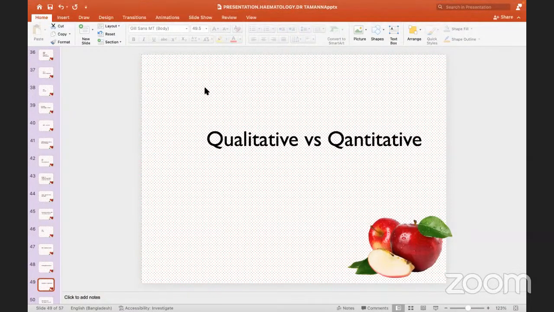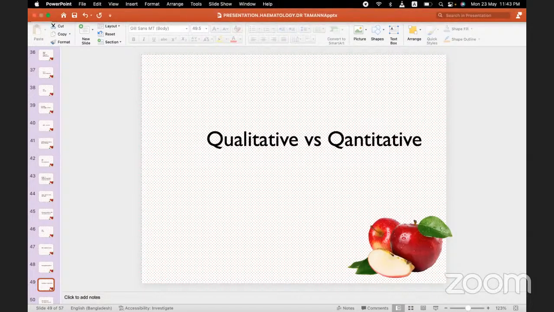Now you tell me the example of quality and quantity. Quality is hereditary spherocytosis and quantitative is thalassemia. Very good. Excellent. Quality is hereditary spherocytosis, sickle cell disease, hereditary elliptocytosis. It is quality. Or G6PD is also quality because the enzyme quality is bad. G6PD, enzyme is bad.